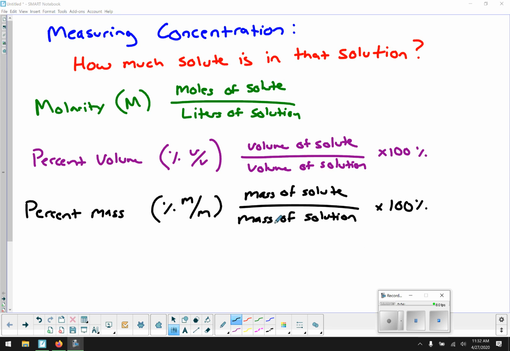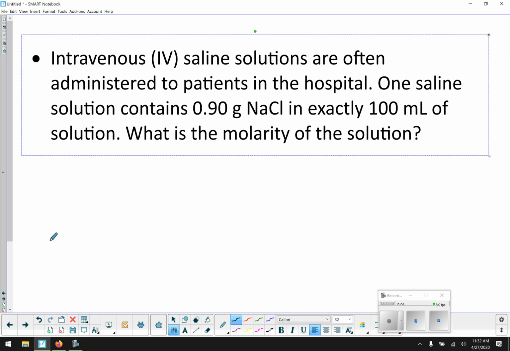Percent by mass, just mass of the solute over mass of the solution. That's used sometimes too. Again, it's a quick way to understand how much is in there, but from a chemical standpoint, you're going to turn mass into moles anyway when you end up doing any actual chemistry with it. So for our purposes, molarity is the most helpful one for anything we'll be doing. So let's do a molarity problem.